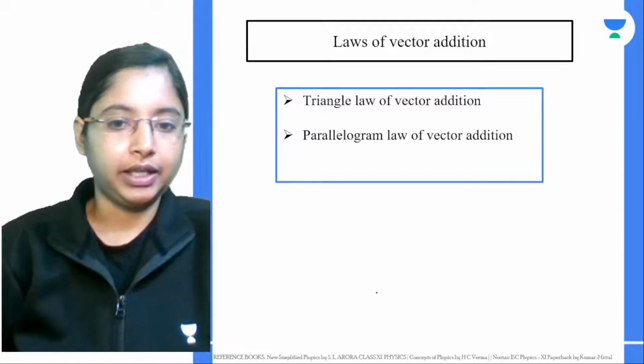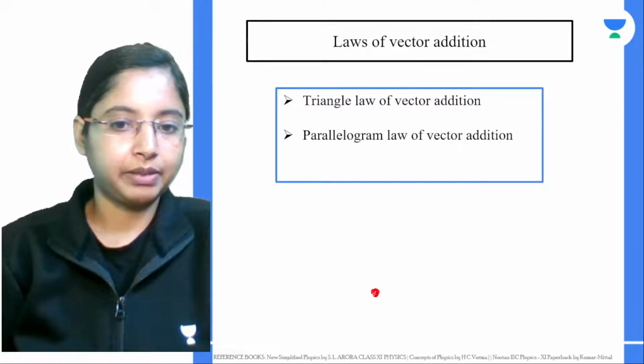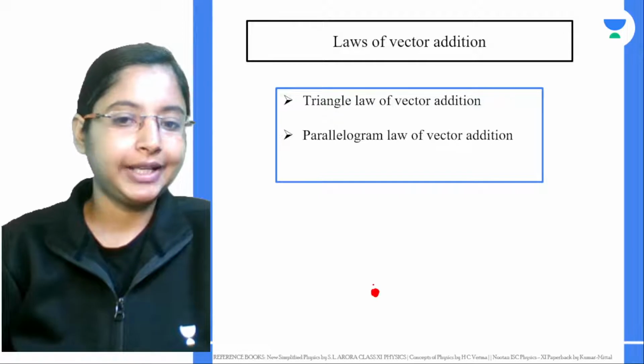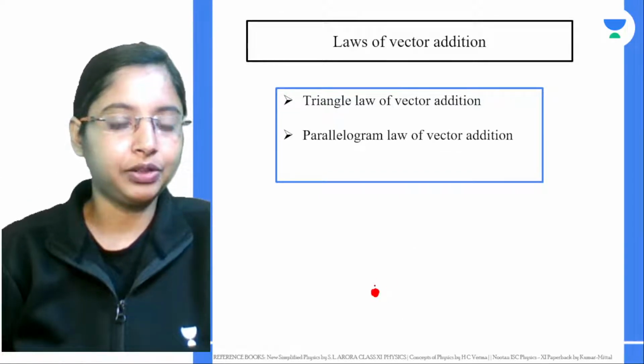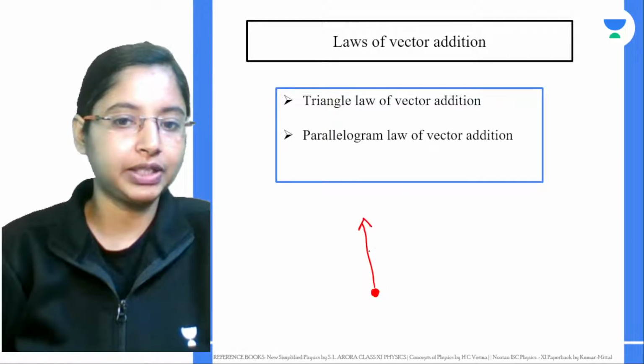Let's say you're playing marbles. There's a marble here, and you're hitting this marble. Your friend is also hitting this marble. You hit the marble and it gains a velocity in this direction.